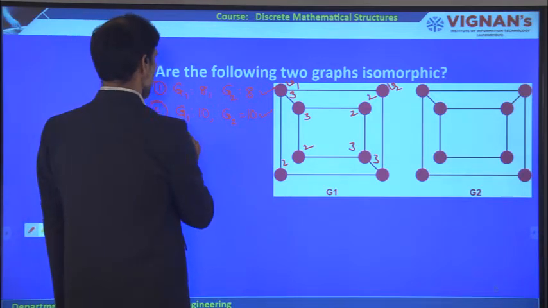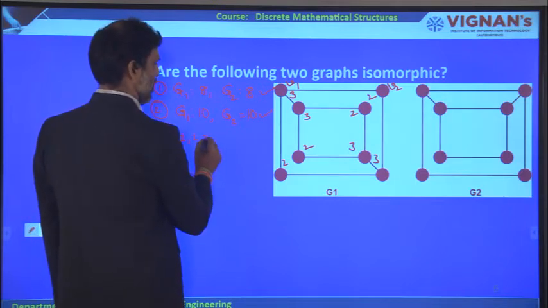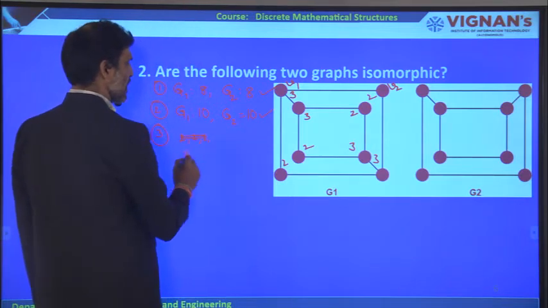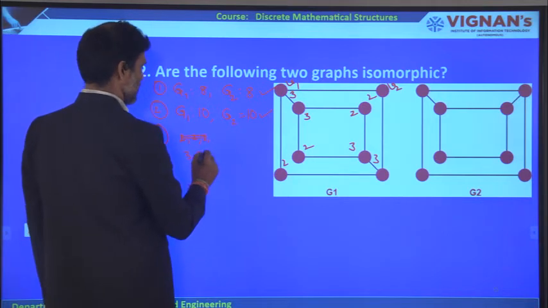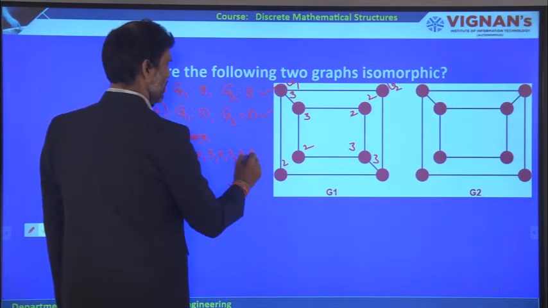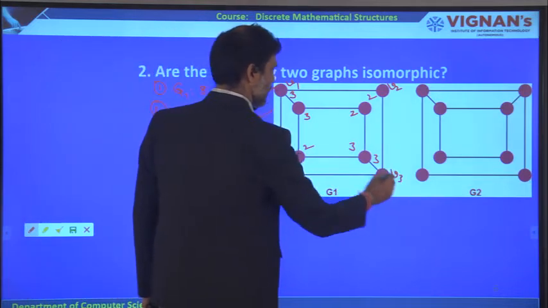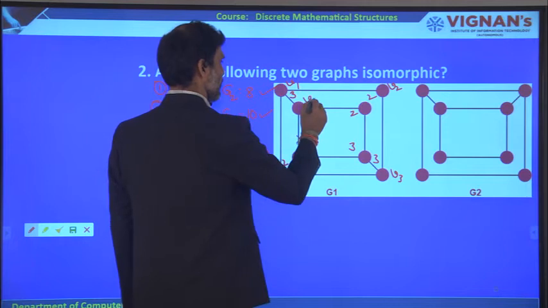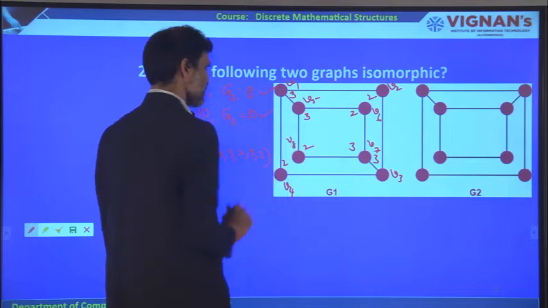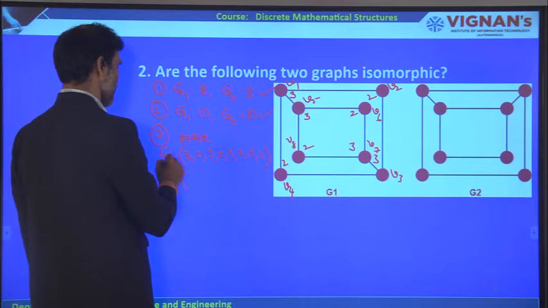So what is the degree sequence you can take? You start from 2, 2, 2, or otherwise you can take it like this: 3, 2, 3, 2, 3, 2, 3, 2. This is the degree sequence for V1, V2, V3, V4, V5, V6, V7 and V8. In a similar way you have to take it for the next graph. This is for the G1 graph.